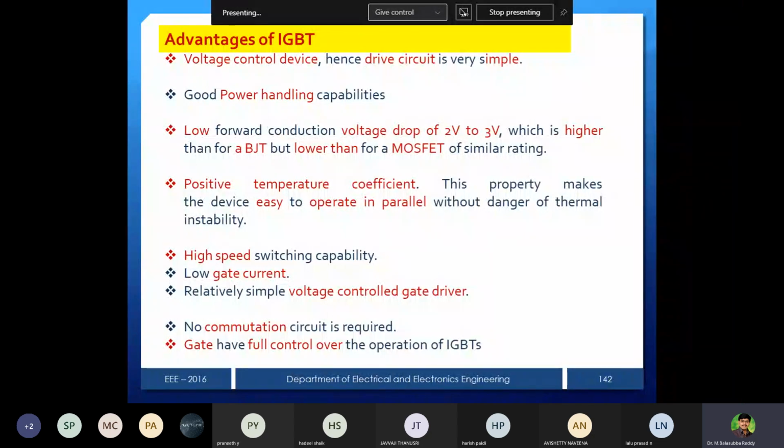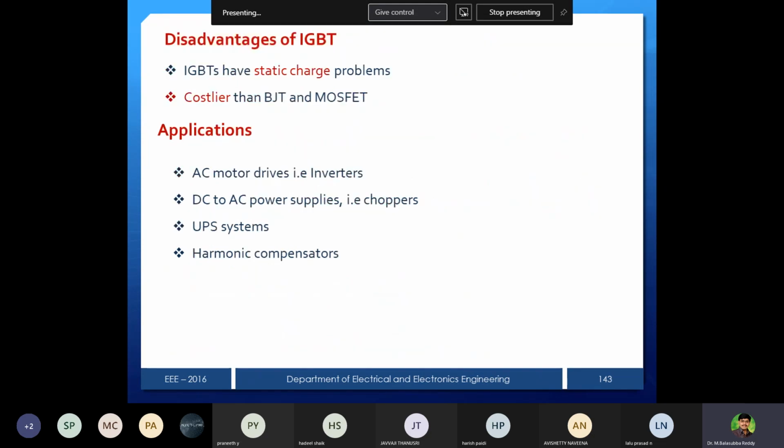No commutation circuit is required, because when voltage is applied up to the threshold voltage the device turns on, and when it is removed, the device turns off. That is the reason commutation circuits are not required, compared to the SCR. The gate has full control over the operation, so only the gate controls both turn on and turn off. And the disadvantages are the static charge problem. Like the MOSFET, we require a capacitance across the gate and source that will be charged.